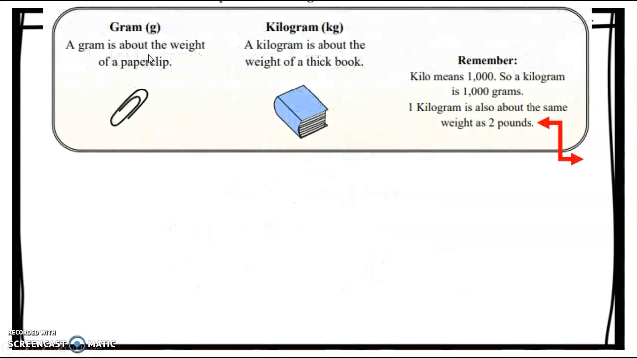A gram is about the weight of a paperclip again. A kilogram is about the weight of a thick book. So remember, kilo means 1,000. So a kilogram is 1,000 grams. 1 kilogram is about the same weight as 2 pounds.